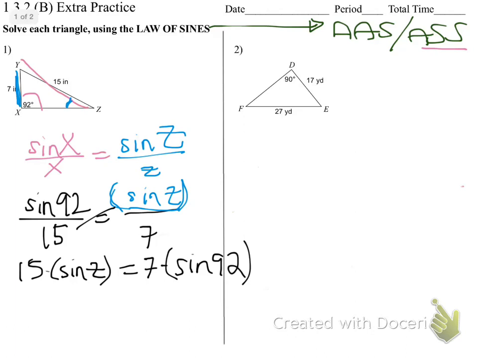Okay, now remember I'm still trying to get sine of z by itself because we want to isolate that because we don't know what it is. So I'm going to go ahead and divide by 15 on both sides.